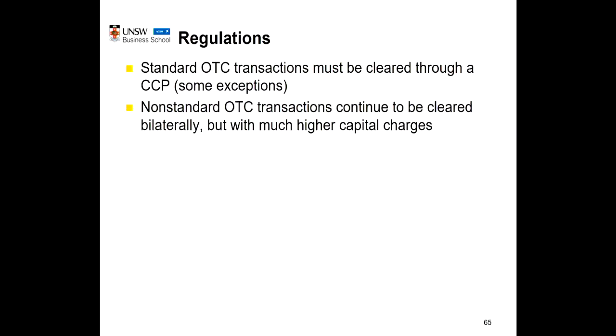So the idea is to still force everything to a CCP. And they do it by saying that standard OTC transactions must be cleared through a CCP. And then governments define what a standard transaction is. Generally speaking, interest rate swaps have to be cleared through a CCP. And most of the basic currency swaps also have to be cleared through a CCP. And non-standard transactions, anything bilateral, gets punished through higher risk weights. So that's kind of a model.